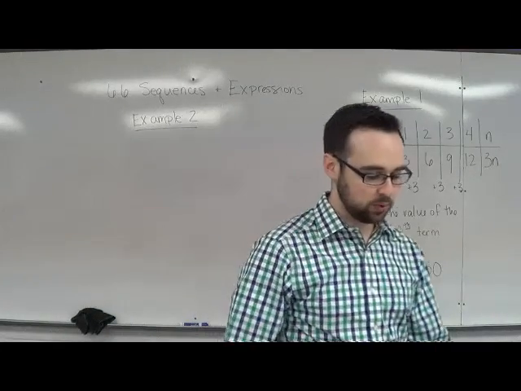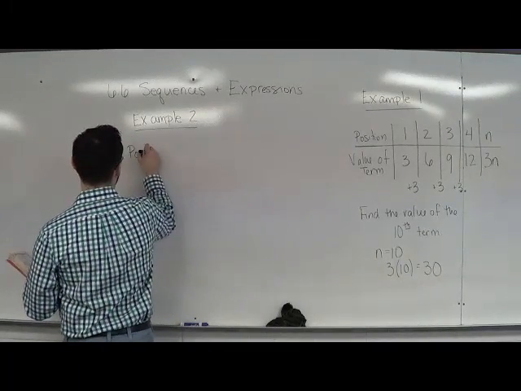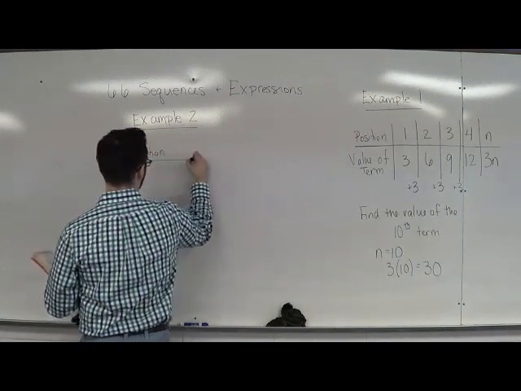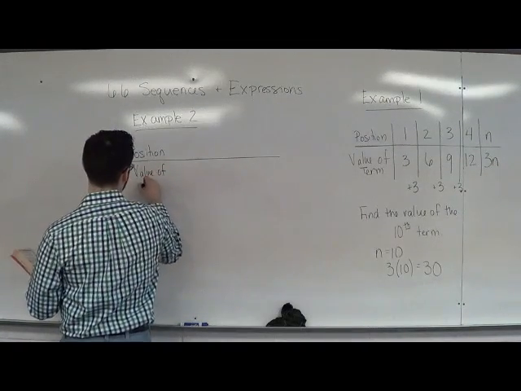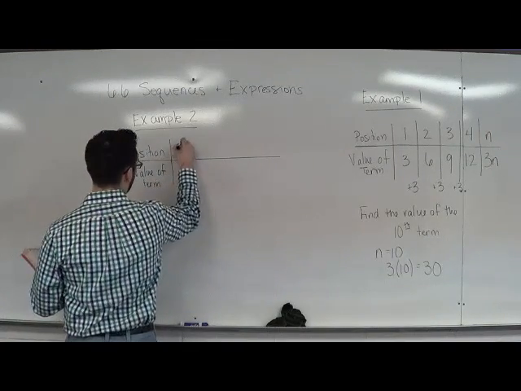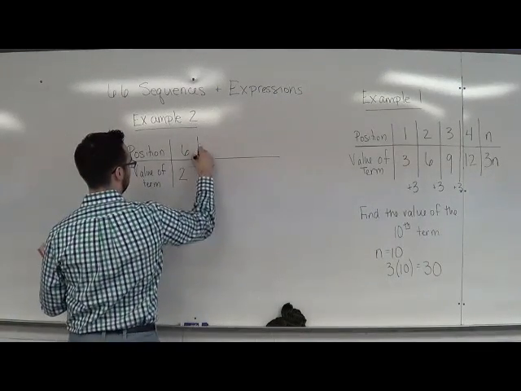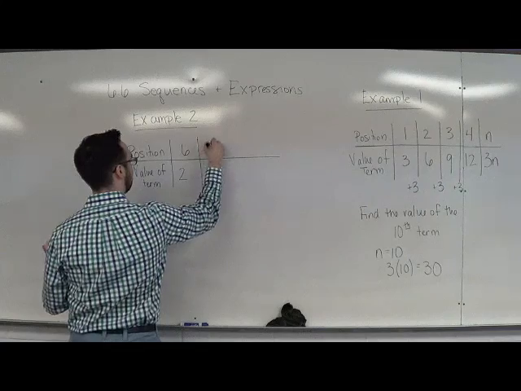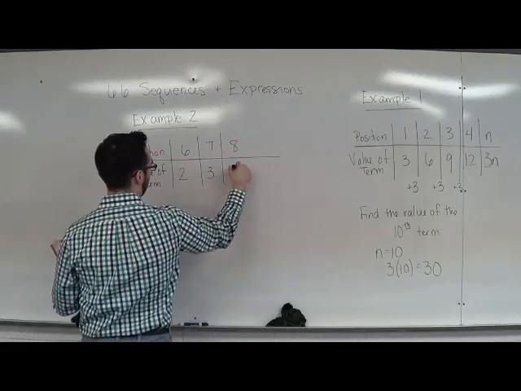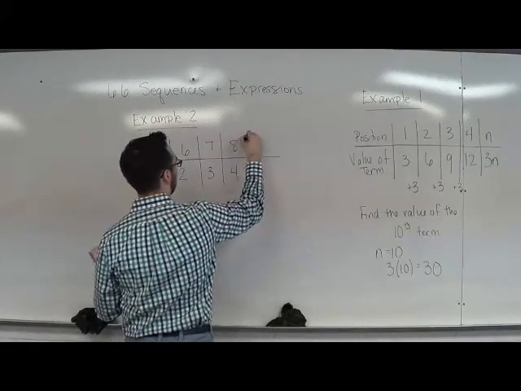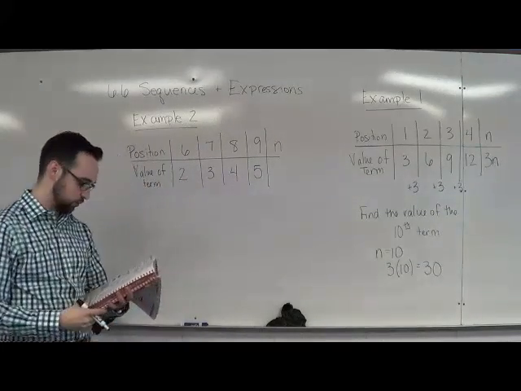Okay. Example number 2 gives us this table. So we have positions, and we have values. This time they start us at 6. So position number 6, valued at 2. Position number 7 is valued at 3. Position number 8 is valued at 4. Position number 9 is valued at 5. And then we want to find out what is our actual function.